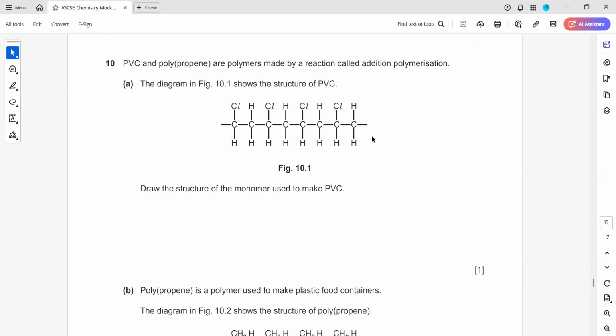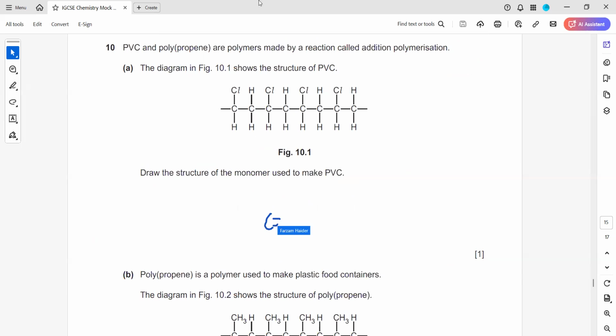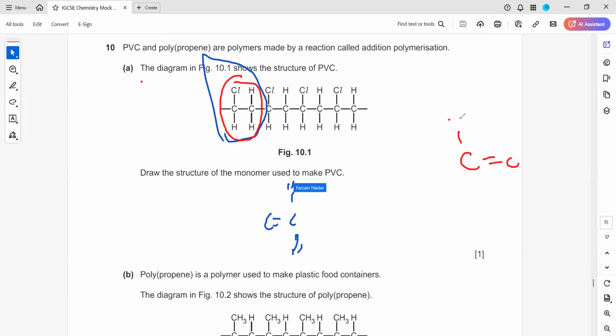Next is draw the structure of a monomer. Whenever you need the monomer, it's an addition polymer, so you just take the first section out of it and place a double bond. This is the monomer.